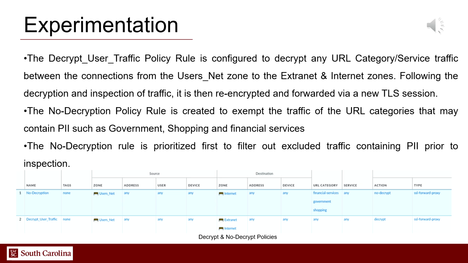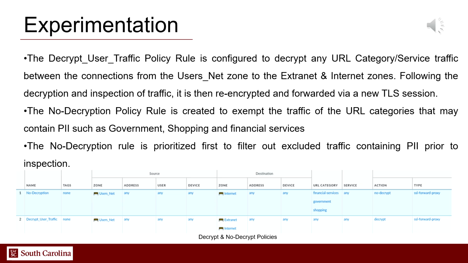The decrypt user traffic policy rule is configured to decrypt any URL category/service traffic between the connections from the user's net zone to the extranet and internet zones. Following the decryption and inspection of traffic, it is then re-encrypted and forwarded via a new TLS session.